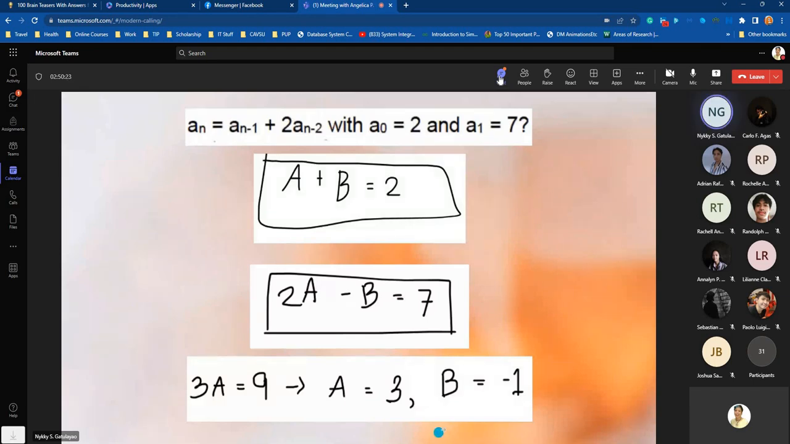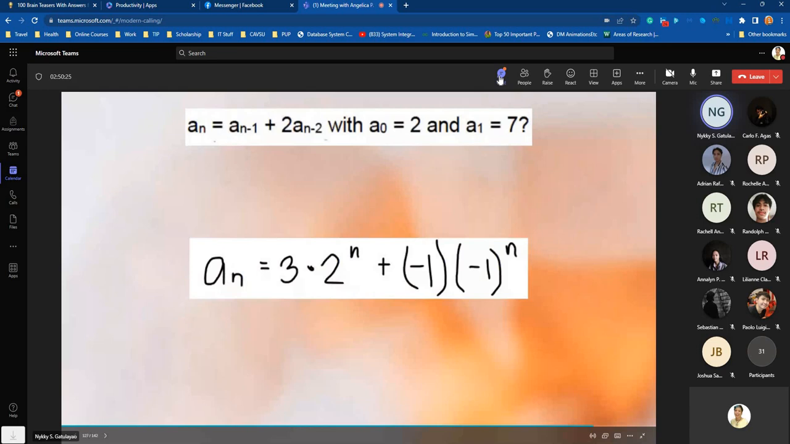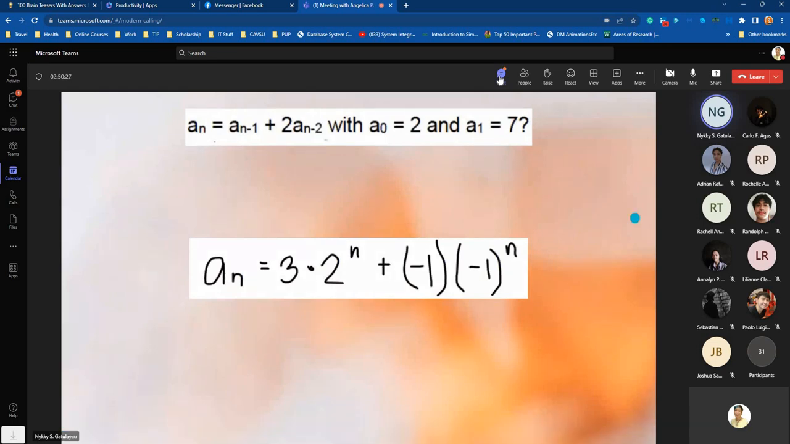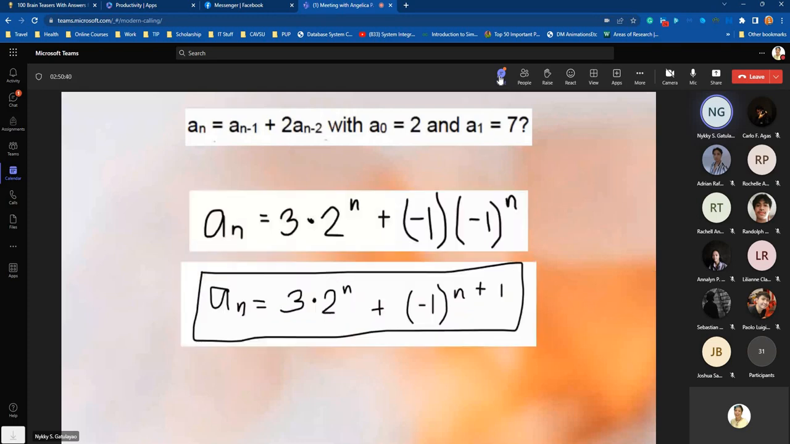This means that a sub n is equal to 3 times 2 to the n plus negative 1 times negative 1 to the n. If we simplify it, a sub n equals 3 times 2 to the n plus negative 1 to the n plus 1. That expression right there will tell us what term comes after that. So instead of using the recurrence, we can use this formula.